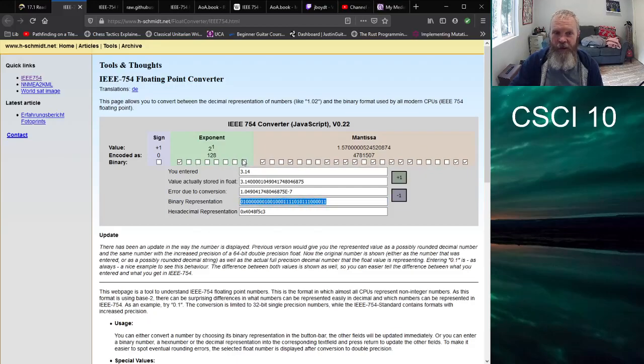By the way, did you notice 3.14? That last one's ticked off, which probably means that 3.14... Yep, look, value actually stored. It's not quite precise. So it's an interesting experiment.